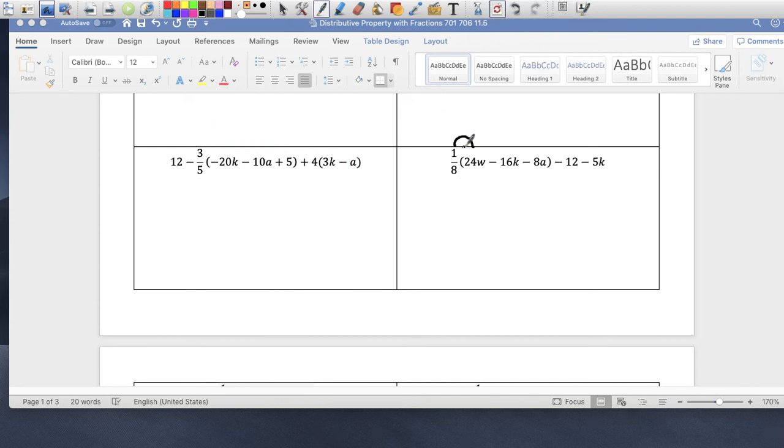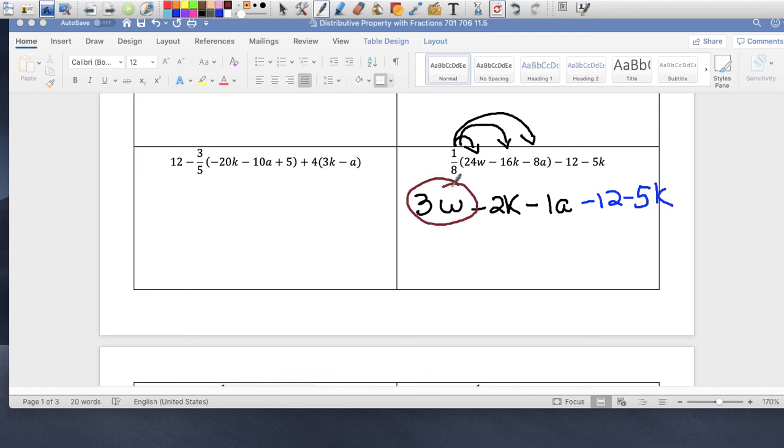Okay, again. Positive times a positive is a positive. So 1/8 of 24w is 3w. Positive times a negative is going to be a negative, and 1/8 of 16k is 2k. And then a positive times a negative is going to be a negative, and 1/8 of a is going to be 1a. And then let me put this in blue so you know that I did not use the distributive property with the 12 and the 5k. They're just coming along for the ride right now.